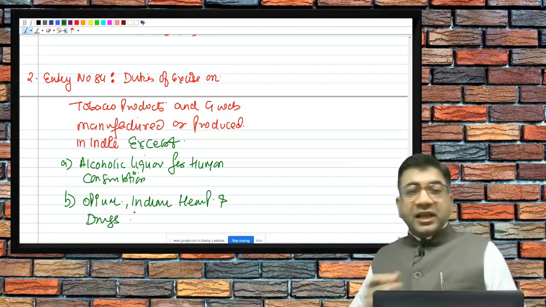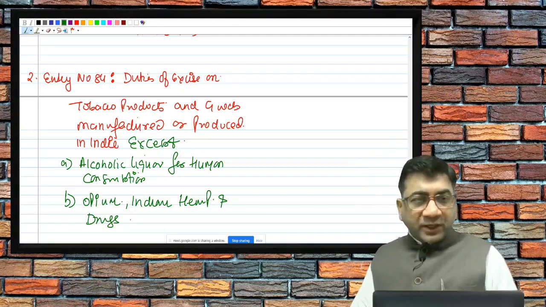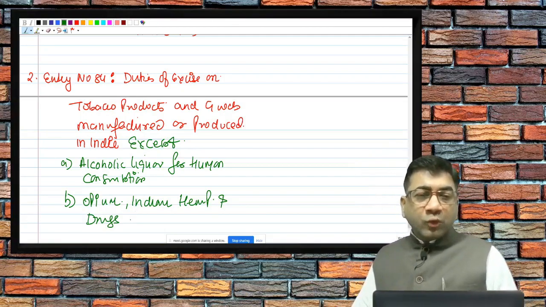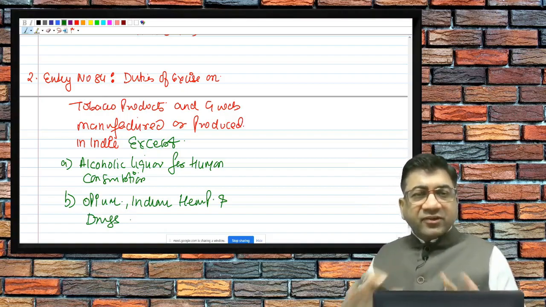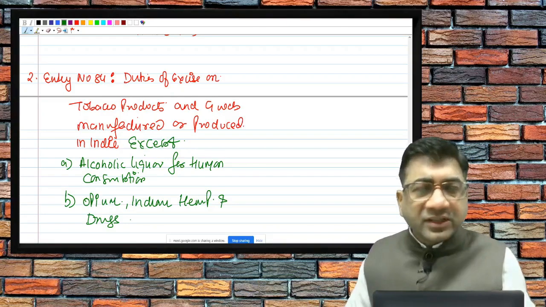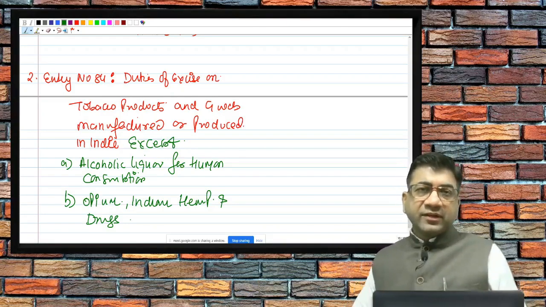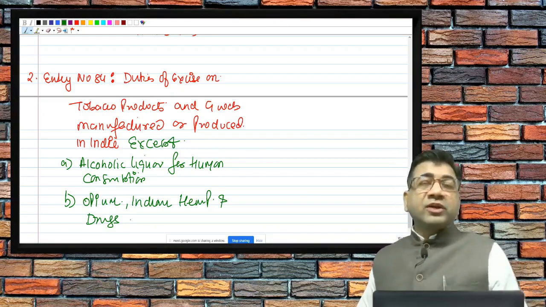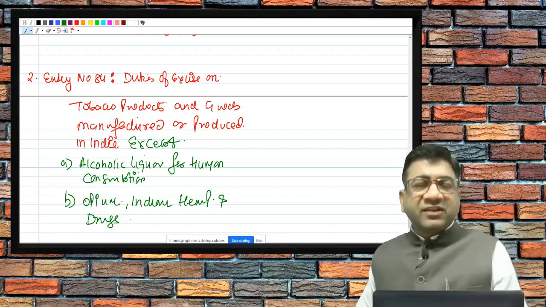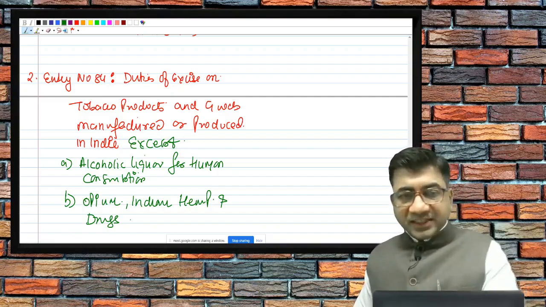So if alcoholic liquor for human consumption is manufactured in India, or opium, Indian hemp, or drugs are manufactured in India, then the central government cannot levy excise duty. And all these things are very important to get a clear perspective about GST.